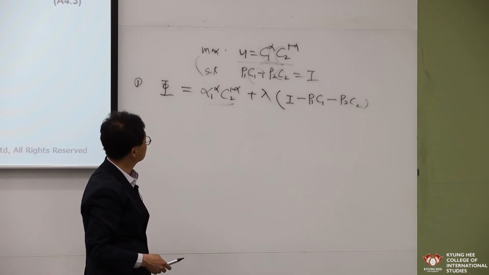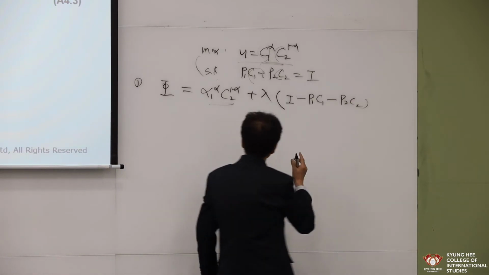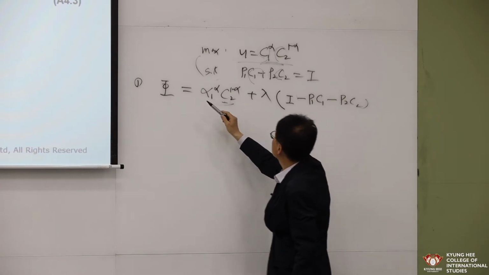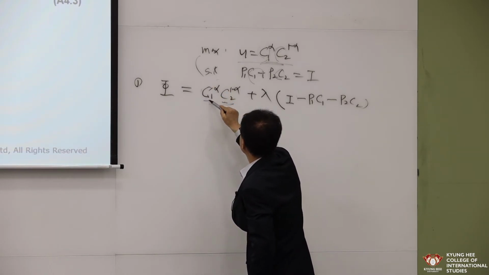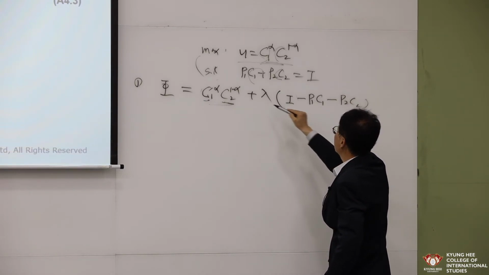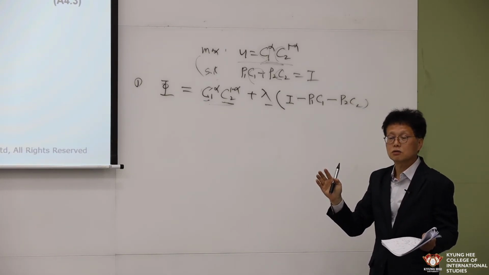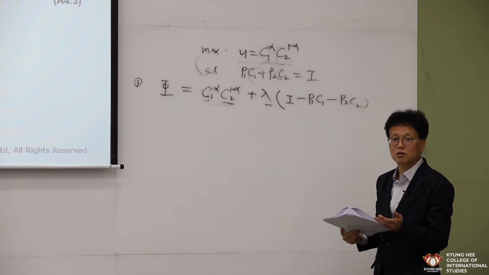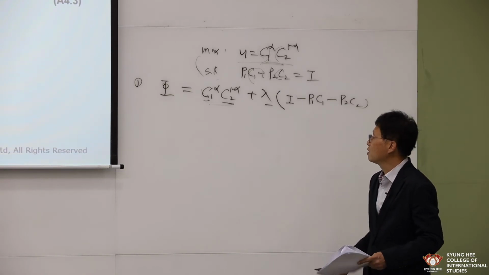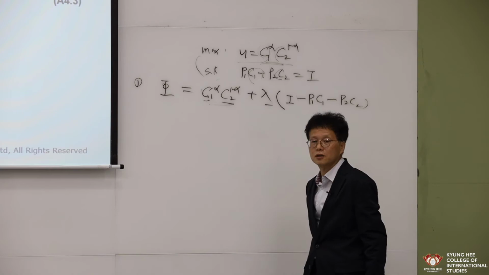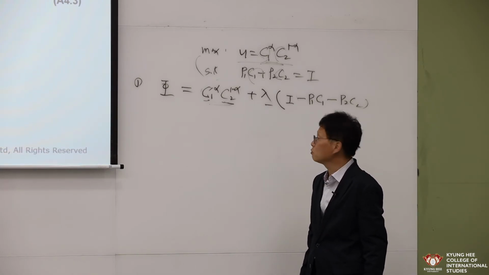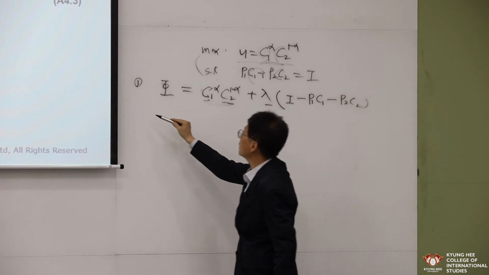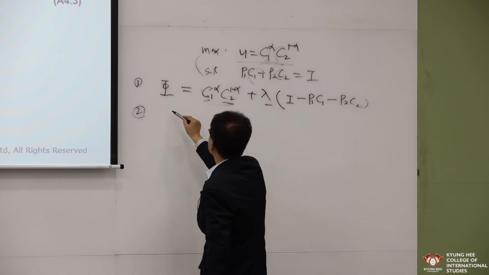In this Lagrangian function, there are three endogenous variables: C1, C2, and lambda, three variables. To solve this kind of problem, we require three equations. We get three equations from the first derivative of this Lagrangian function with respect to the three endogenous variables. So the three first order conditions are like this.